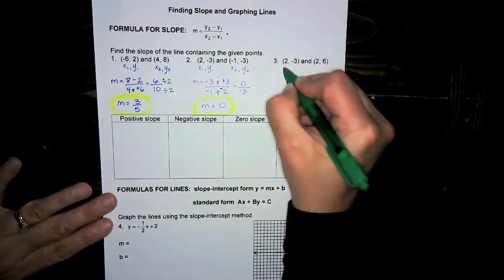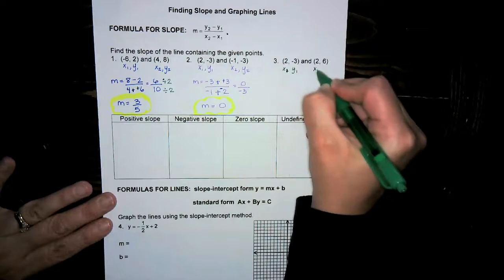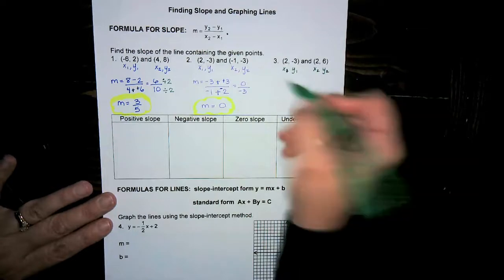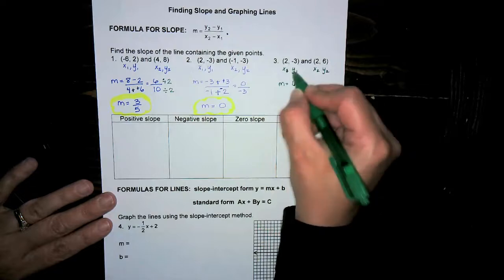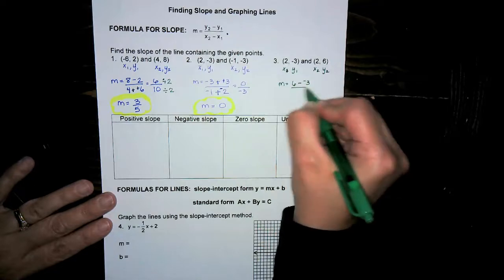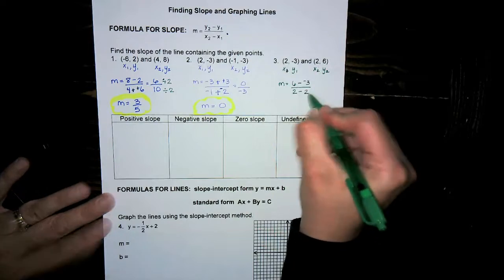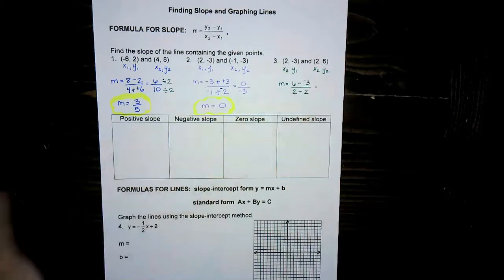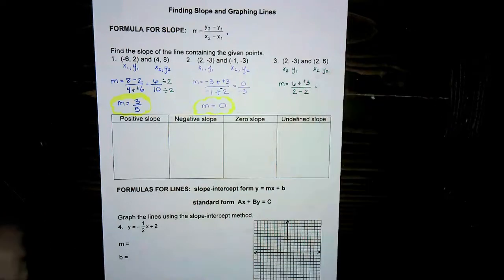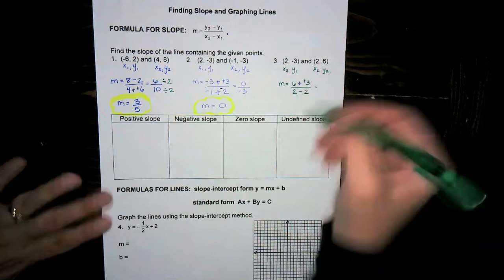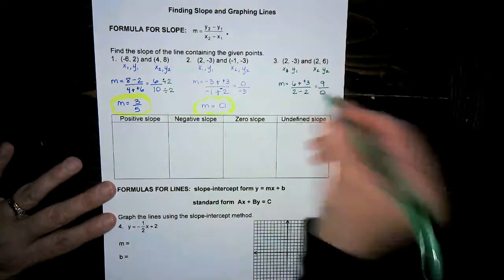In our third example here, again, x1, y1, x2, y2. And let's make our substitutions. So y2 is 6 minus y1, which is negative 3. x2 is 2 minus x1, which is also 2. So we'll go ahead and make that change, changing that to an addition and changing the sign of the next number. So on the top, we have 6 plus 3, which is 9. And on the bottom, we have 2 minus 2, which is 0.